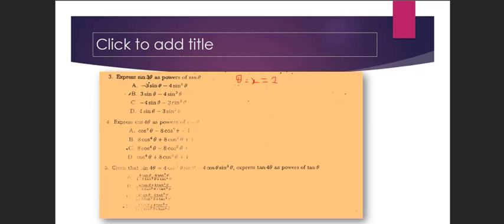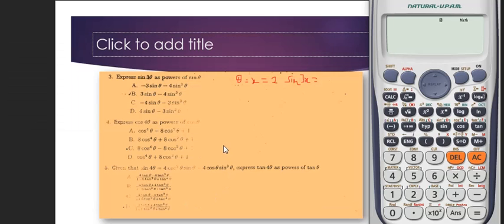So sine 3 theta is the same as sine 3x. So right now you have to punch sine 3x on your calculator, but represent your x. You have to replace your x with 2. Right, so let's see how we do that now.